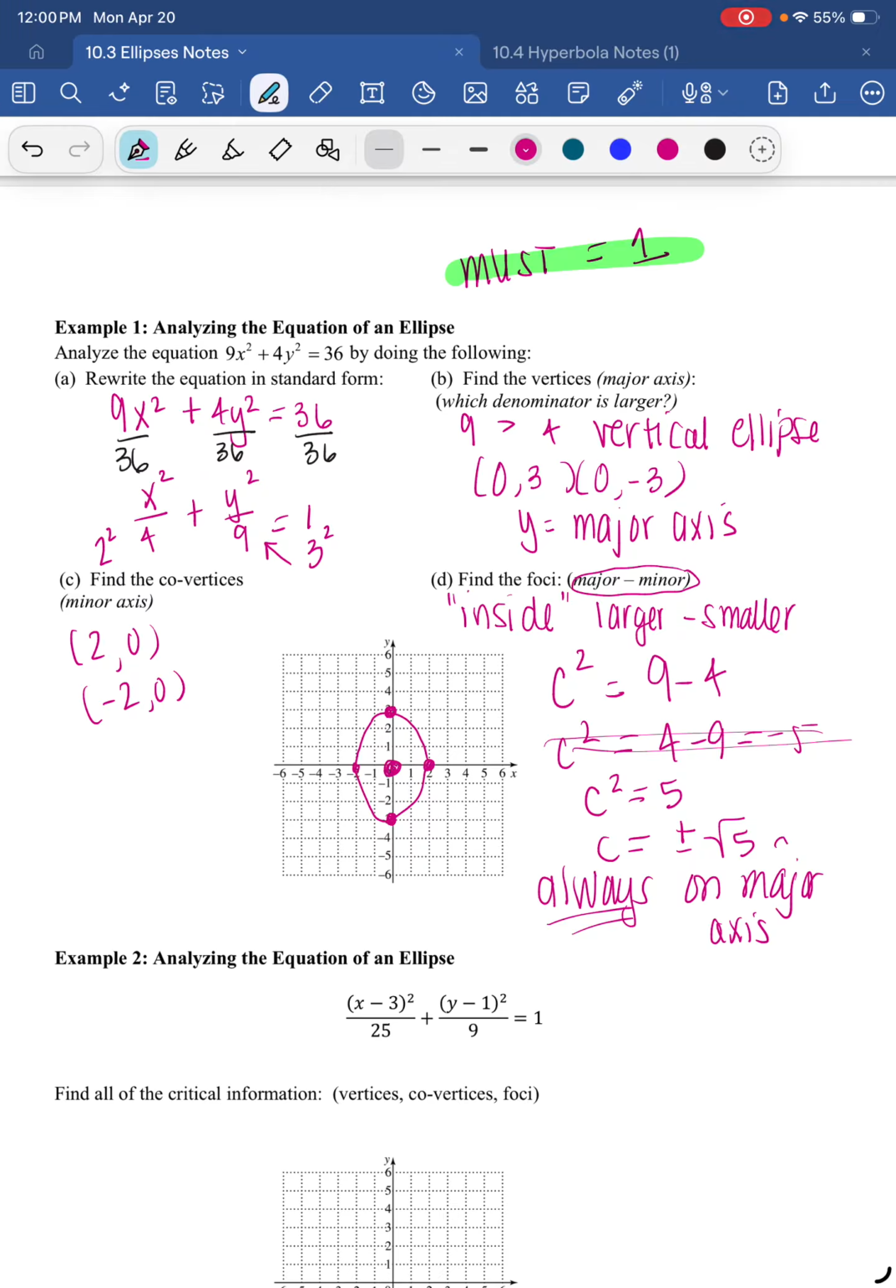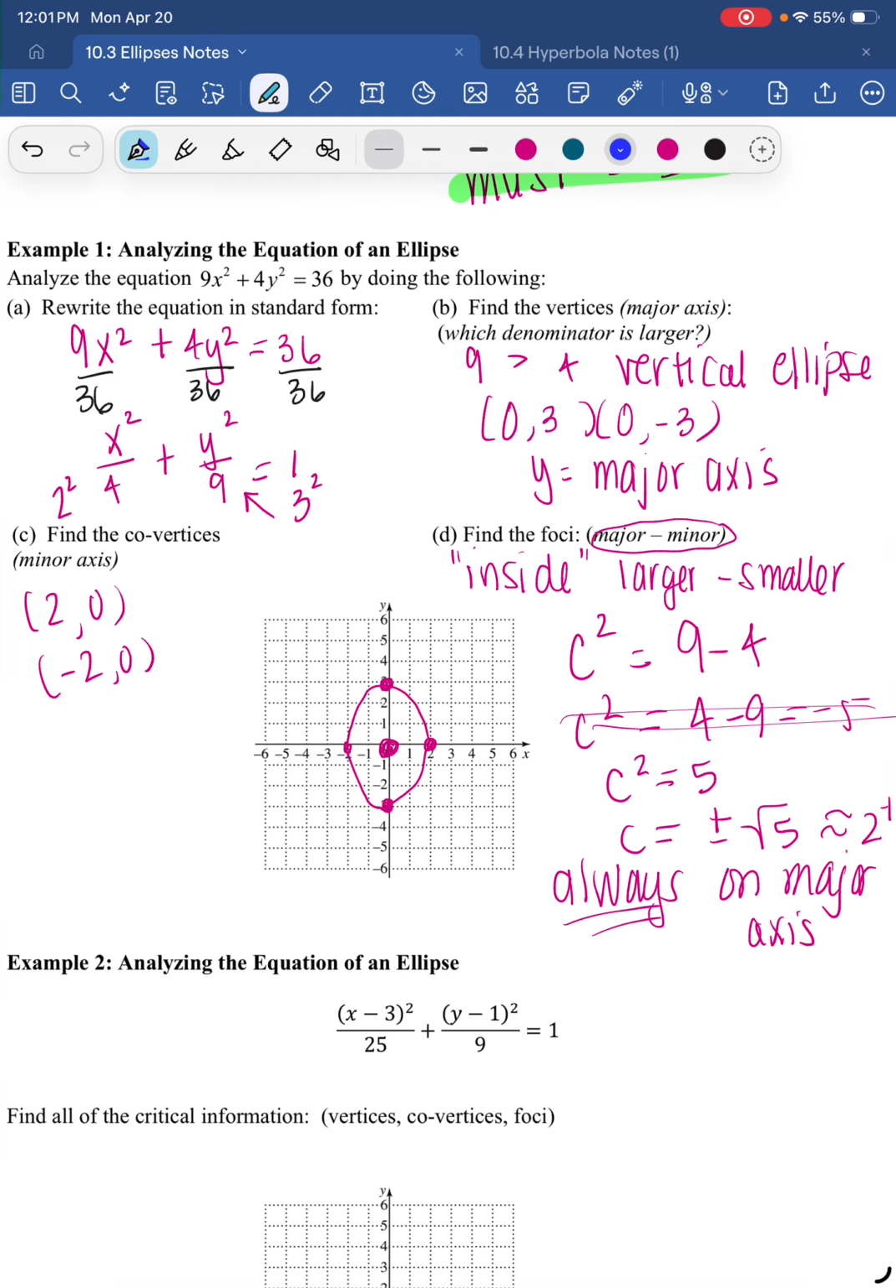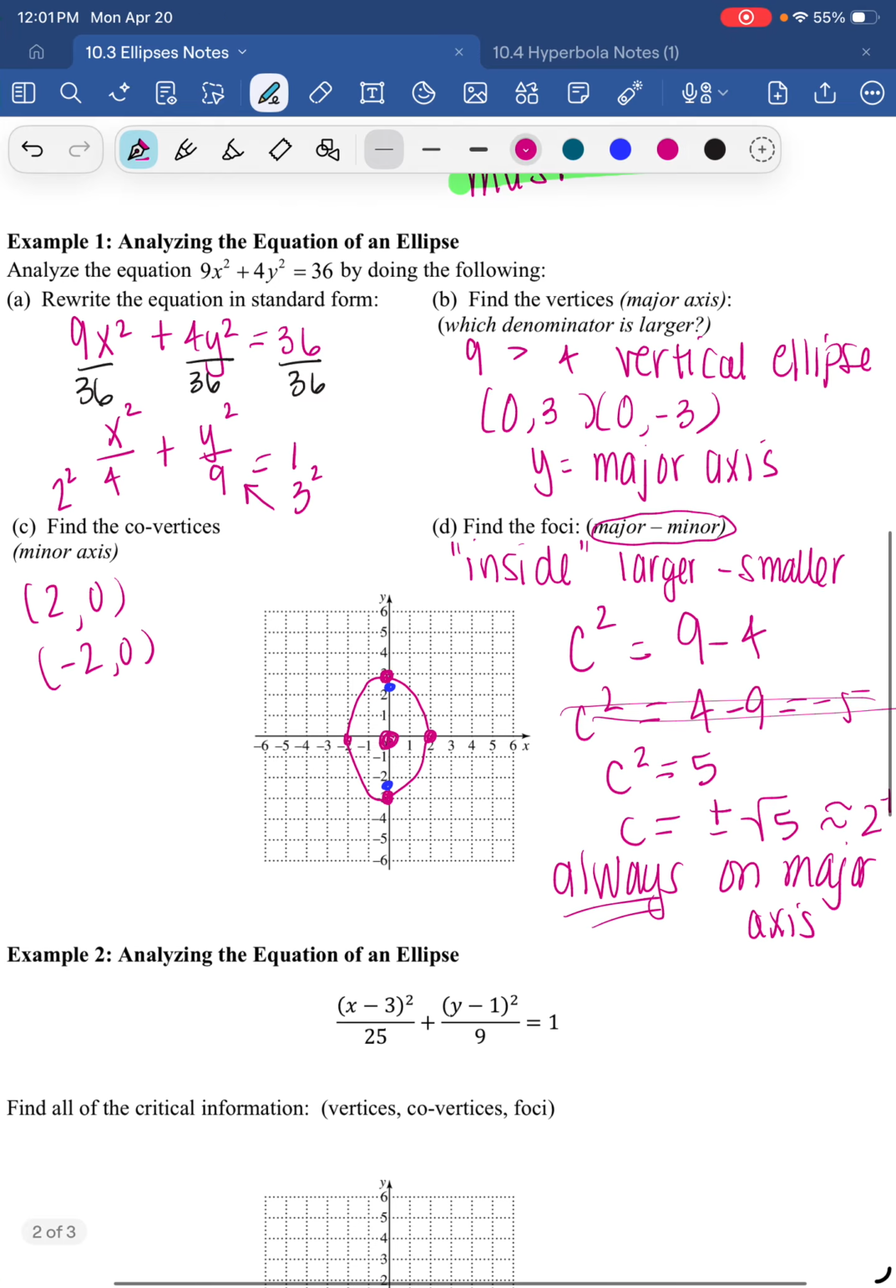So from the center, I'm going to go up root 5, and I'm going to go down root 5. The square root of 5 is a little bit more than 2. So I'm going to go up a little bit more than 2 and put a point, and go down a little bit more than 2 and put a point. You must always graph the foci. So the foci are at (0, root 5) and (0, negative root 5).